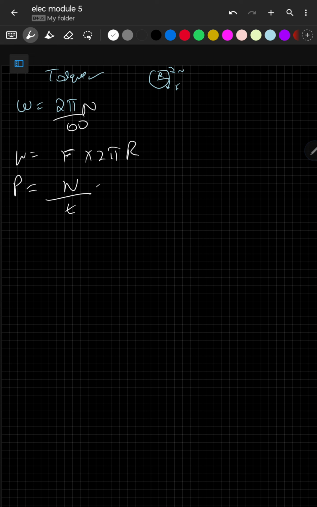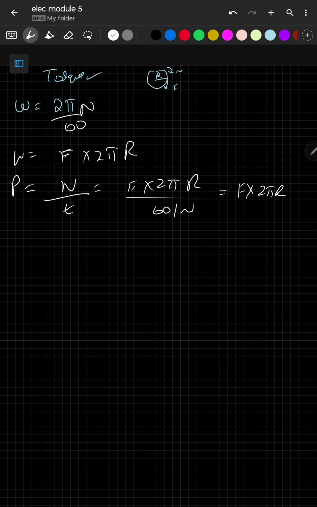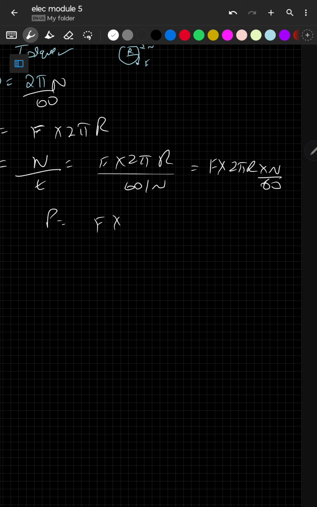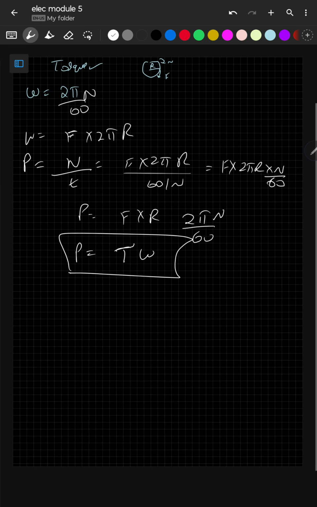Work by time. So F into time taken for one revolution by the wheel. F into 2 pi r by 60 by n. That is F into 2 pi r divided by 60 by n, so n by 60. Till here you understood? So P, I will write it as F into r, 2 pi n by 60. So P, this is omega, so P equals T omega. Till here you got, this is the first part, this is done.